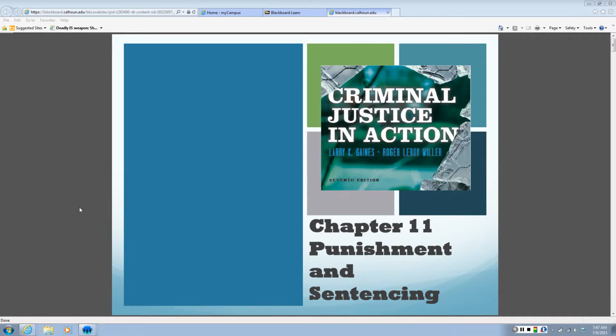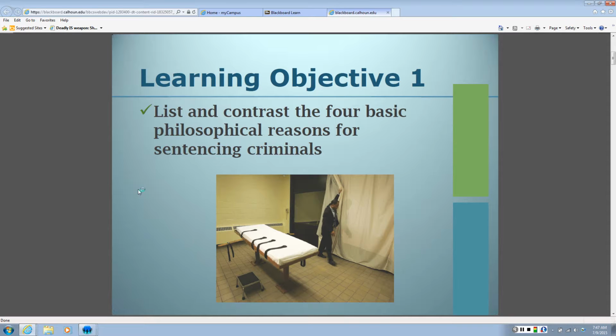For this week I'm going to be talking about Chapter 11, which is Punishment and Sentencing. There's not a whole lot to say about Chapters 11 and 12 this week, but I do want to make sure that you understand the four philosophical reasons for sentencing criminals. That really is what's supposed to guide the punishment process, as well as the application of the punishment in the criminal justice system. Doesn't mean that it always works that way, but that's what it's supposed to do. So I'm going to talk about that for a few minutes here this morning.